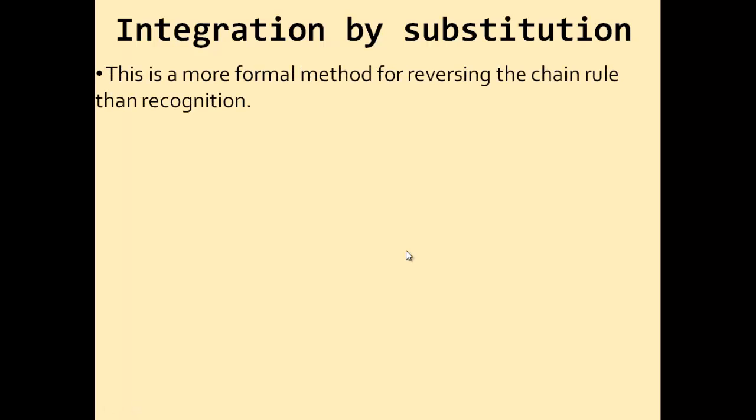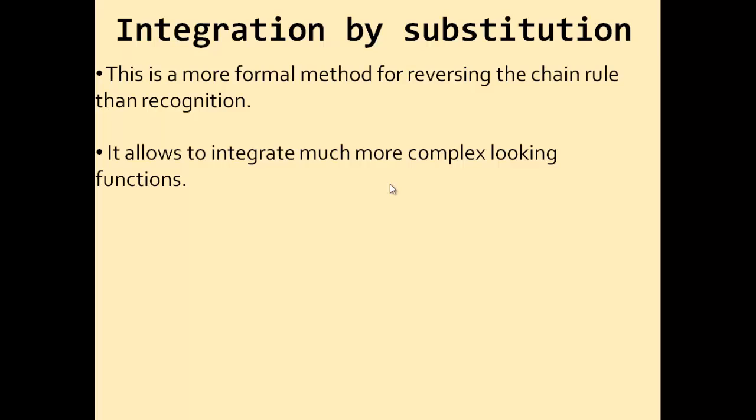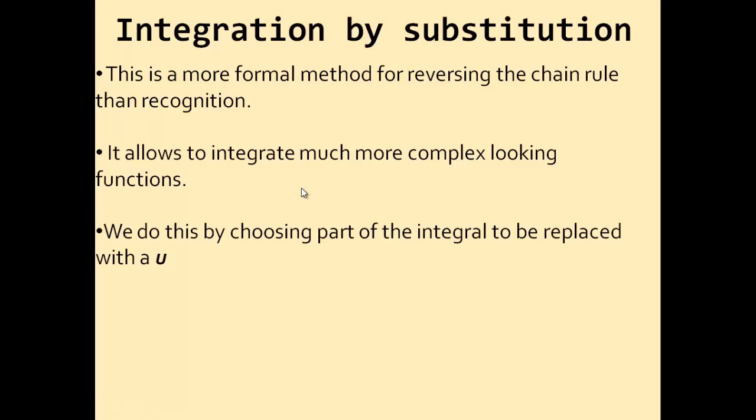As I said, it's more of a formal method than our integration by inspection that we did last lesson. It's used to integrate complex looking functions. In fact, it's one of the main ways that we integrate complicated functions. We do this by choosing part of the integral which we replace with usually a u.